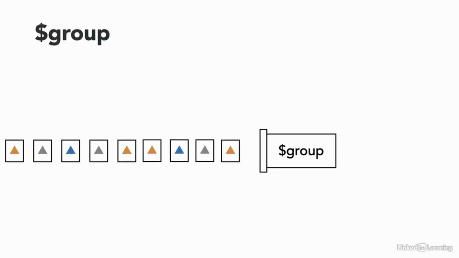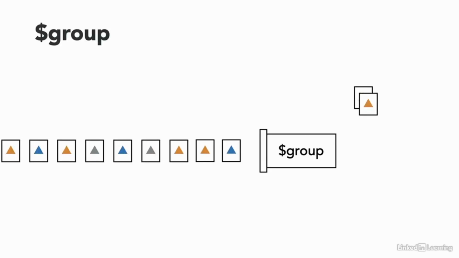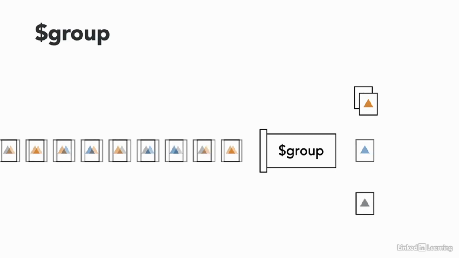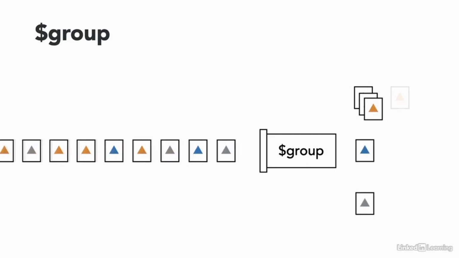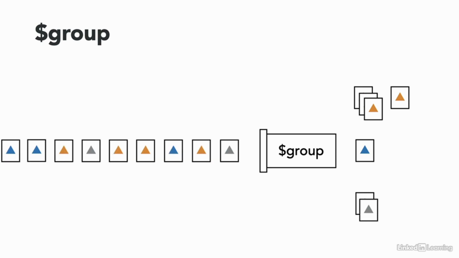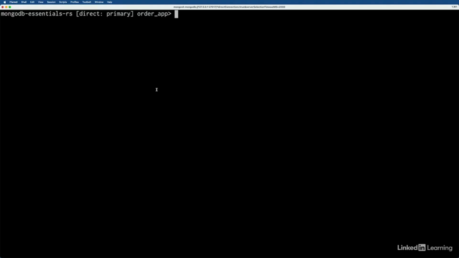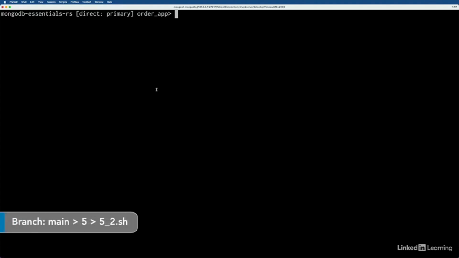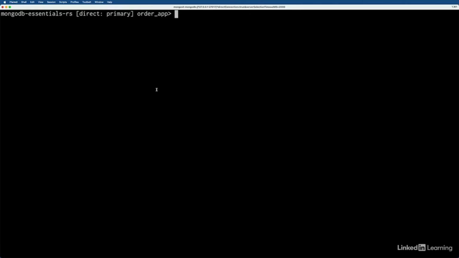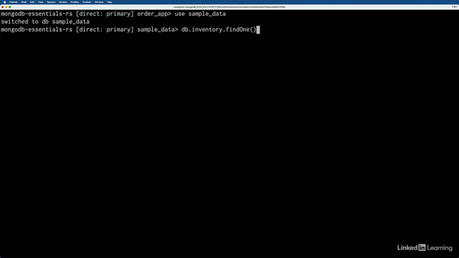Grouping data is a common pattern we need when accessing or manipulating data. Let's look at this in the terminal. In MongoDB, you can group data by using the $group stage in an aggregation pipeline. For this example, we're going to be using our sample data. In particular, we're going to be using the inventory collection, so let's just remind ourselves of what that looks like.